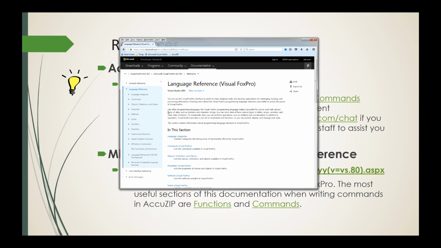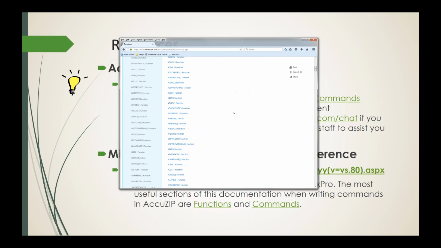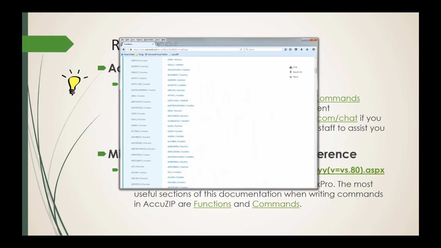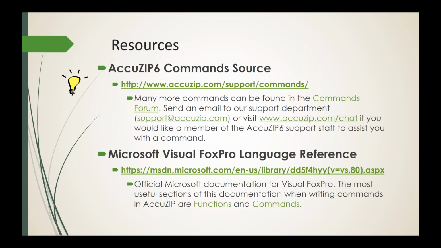So from this website, here's what it looks like. We have our sections over here. There's a command section and a function section. If we just click on our function section, you can see that there's quite a few different functions. We're going to go over the most useful ones in AccuZip, so don't worry about having to go to this website. We're, of course, going to explain a lot of these in detail, but if you ever need more information or want to clarify anything, this website is an awesome resource for looking up commands and functions.